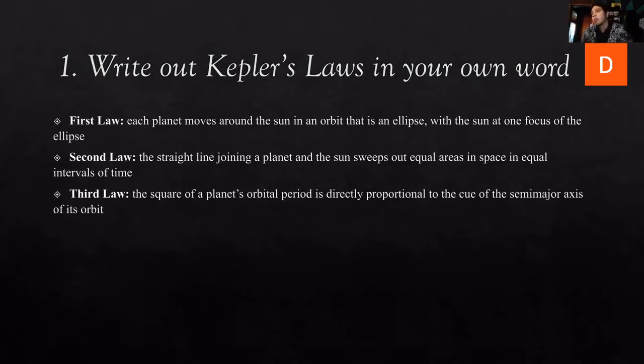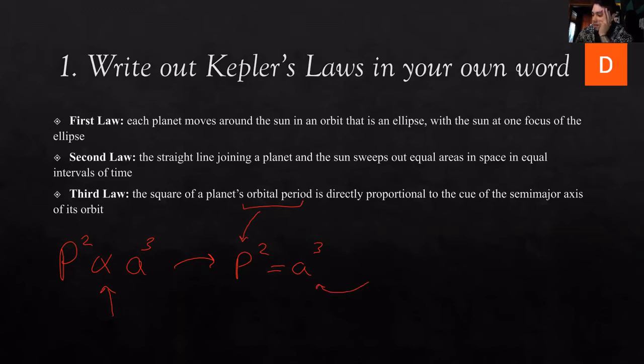And our third law is the square of a planet's orbital period is directly proportional to the cube of the semi-major axis of its orbit. So this comes out into the equation. This symbol that you see right here is a proportional symbol, meaning something is directly proportional. Typically, in this class, we'll write it as an equal sign. And this is the orbital period, and typically we'll display that in years. And this is the length of our semi-major axis.